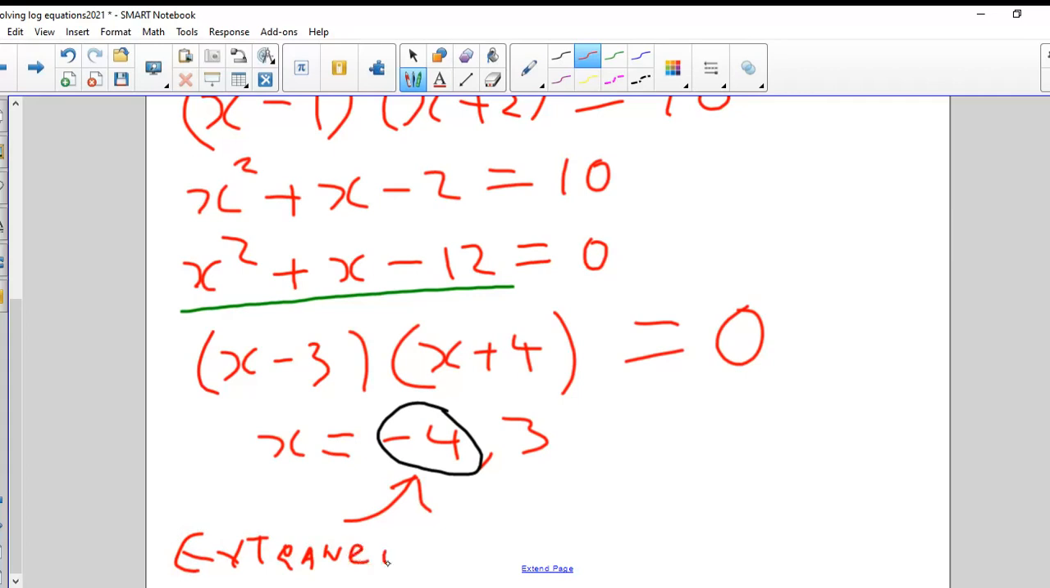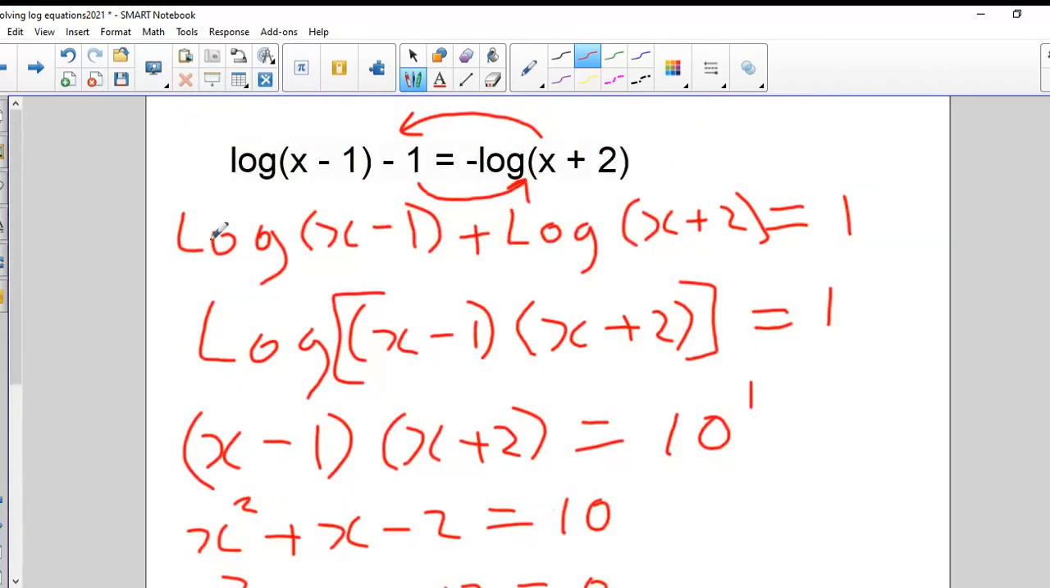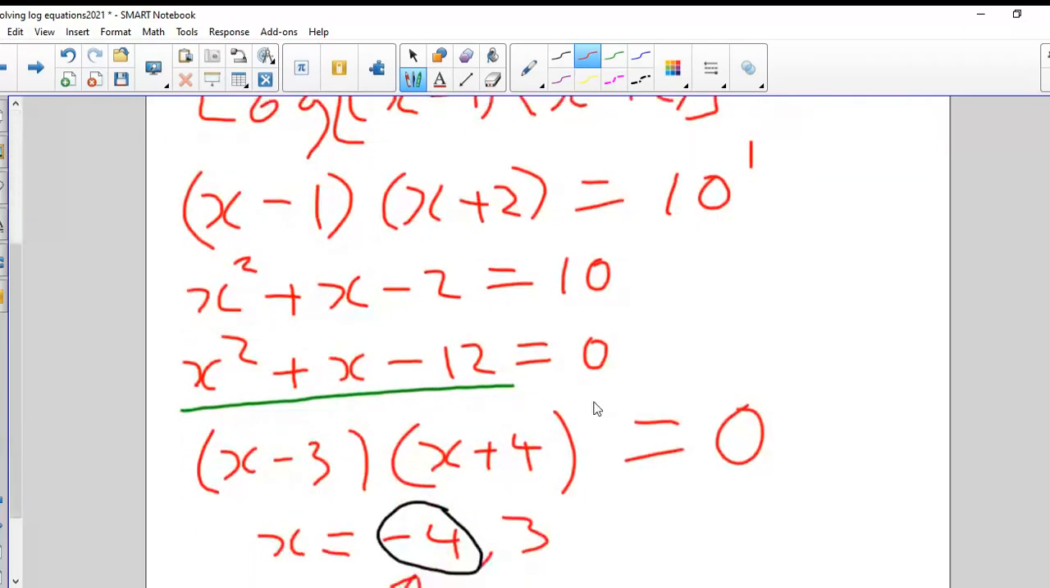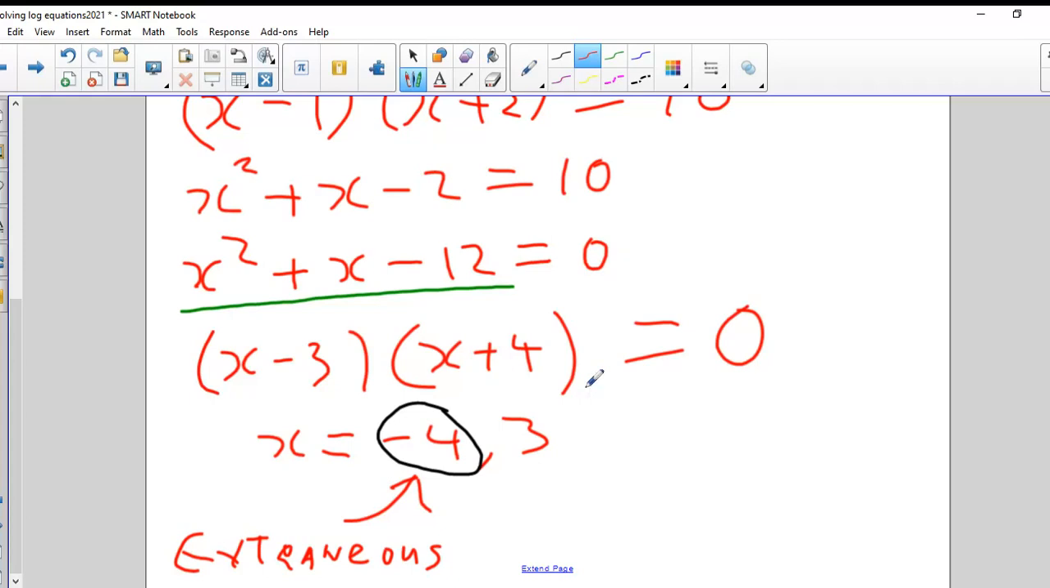Does the 3 work though? Can we go with the 3? Let's go back and look at the question again. So that's the log of 3 minus 1 minus the log of 3 plus 2. Can the 3 work? And Alexander is saying yes. What do other people think? Does the 3 make sense? Can we go with the 3?